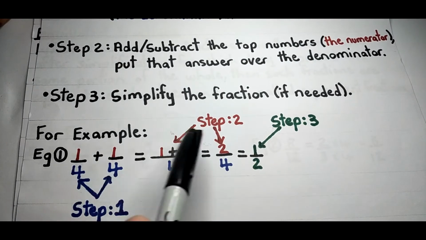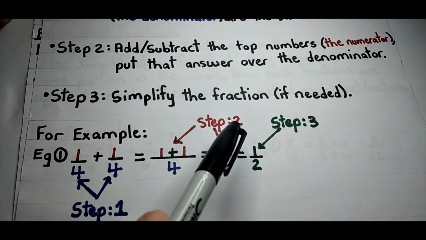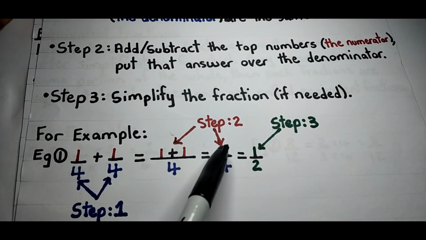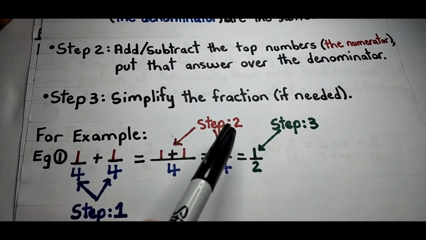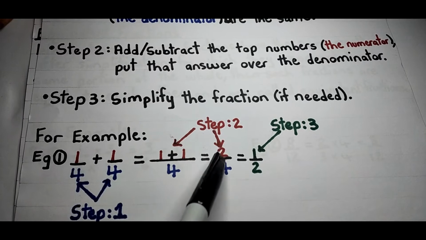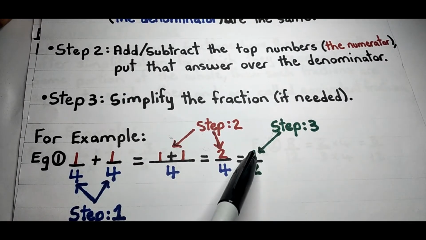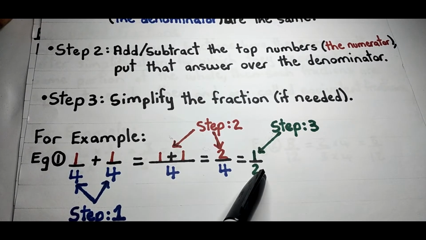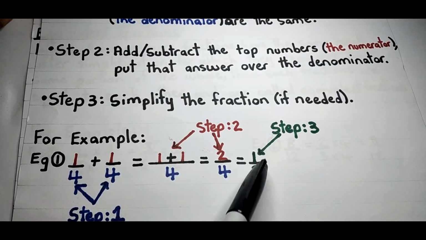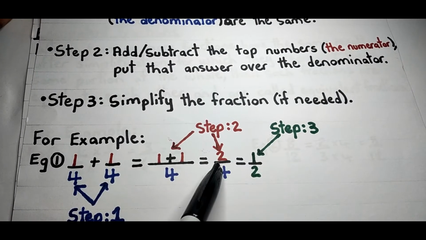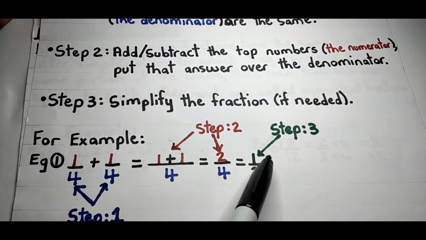We can then reduce this according to step 3. We can reduce 2 over 4 by dividing both the numerator and denominator by the highest common factor for both numbers. The highest common factor for 2 and 4 is 2. 2 goes into itself 1 time, 2 into 4 goes 2 times. As you can see, 1 over 2 is an equivalent fraction for 2 over 4. This is just a fraction in a simpler form, but it's still a half.